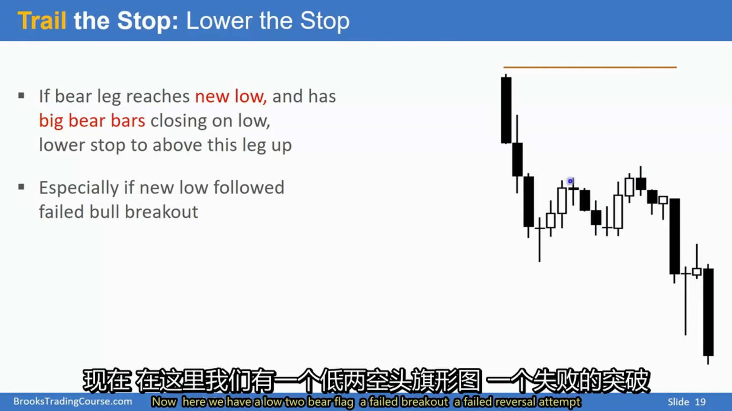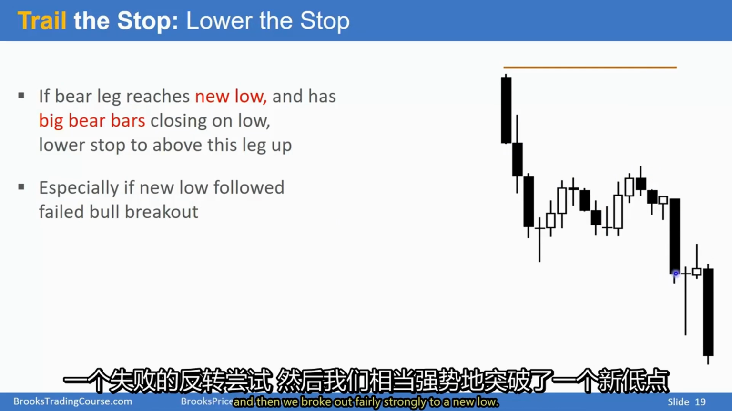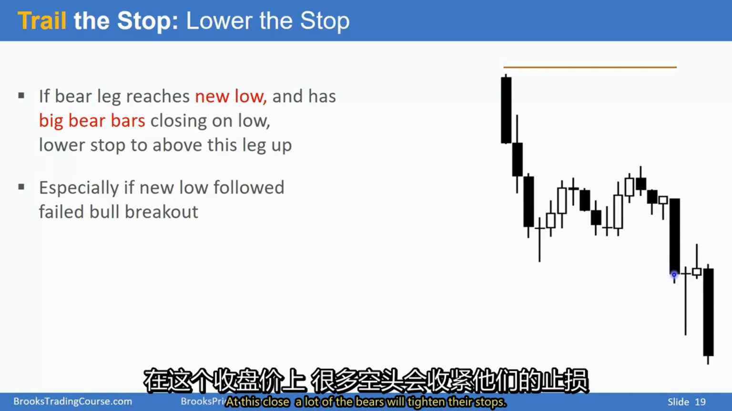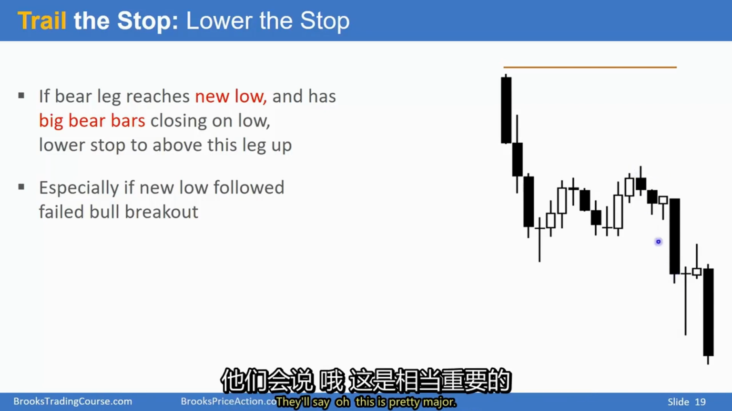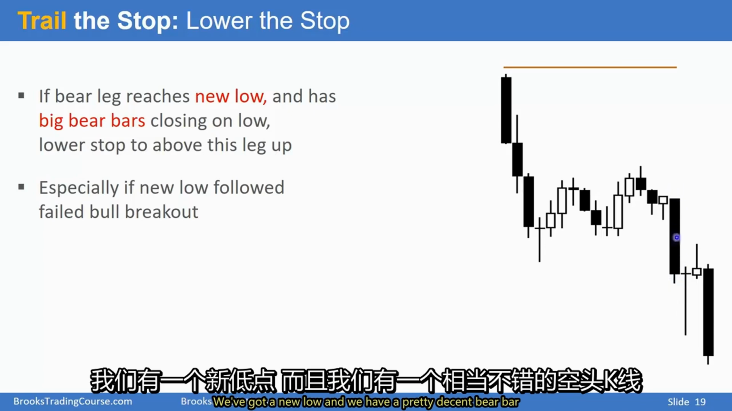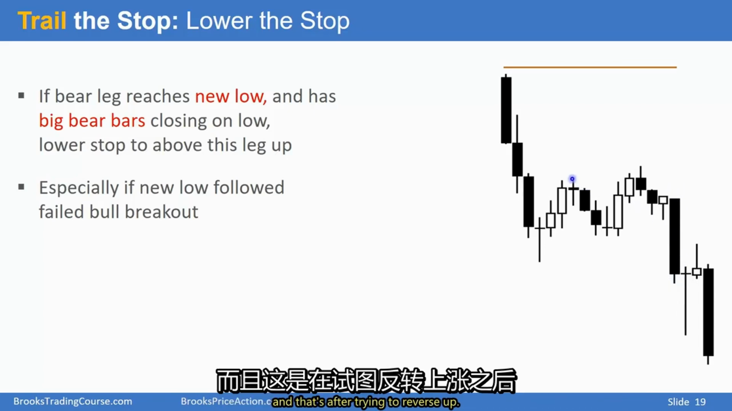Now here we have a low 2 bear flag, a failed breakout, a failed reversal attempt. And then we broke out fairly strongly to a new low. At this close, a lot of the bears will tighten their stops. They'll say, oh, this is pretty major. We got our new low and we have a pretty decent bear bar. And that's after trying to reverse up.